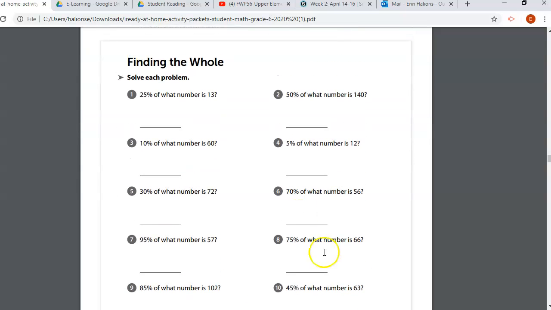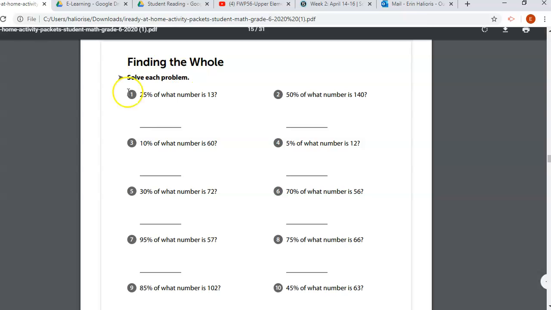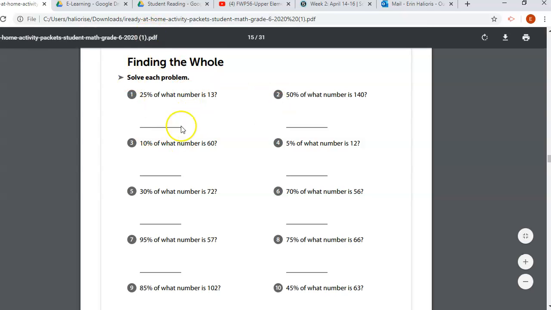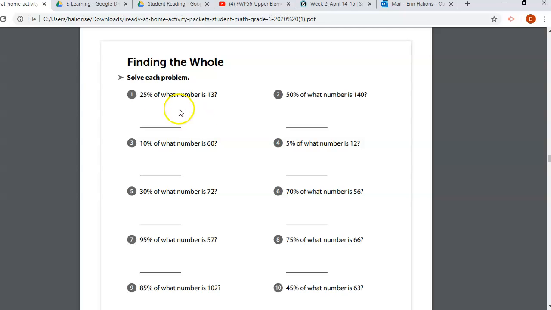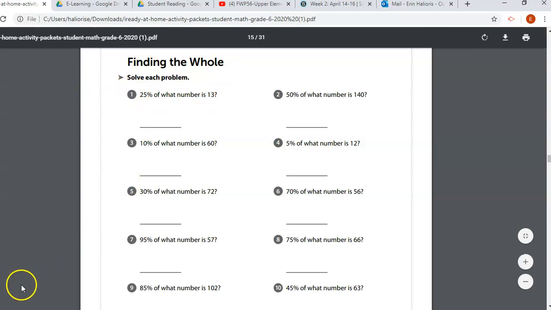Alright, now we're going to find the whole. So kind of like what we did above, just a bit different. So 25% of what number is 13? Right? So kind of like before, "of" would be times. We said that before. And "is" would be equal.